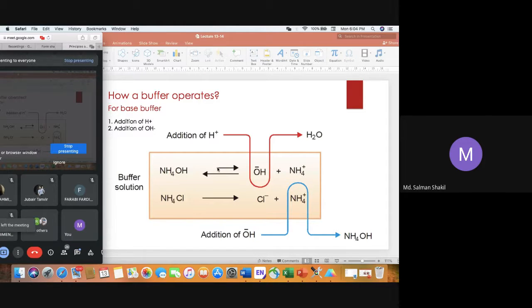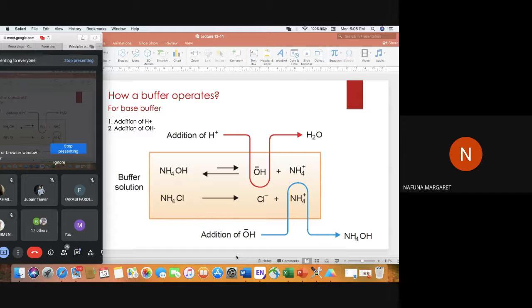So there will be almost no change in the pH. Not 100%, there will be a small amount of pH change. For example, if the system pH is say 6.3, after adding some acid or base, the pH may become like 6.4, or 6.35. Is it clear?